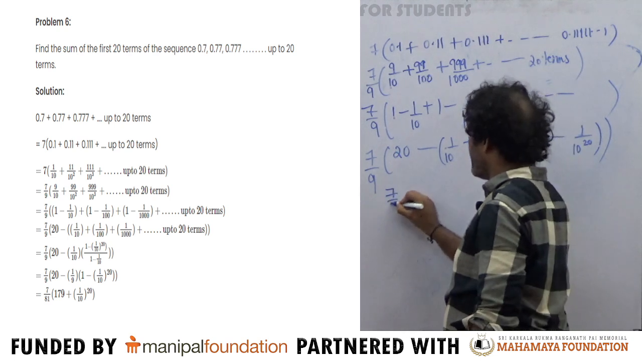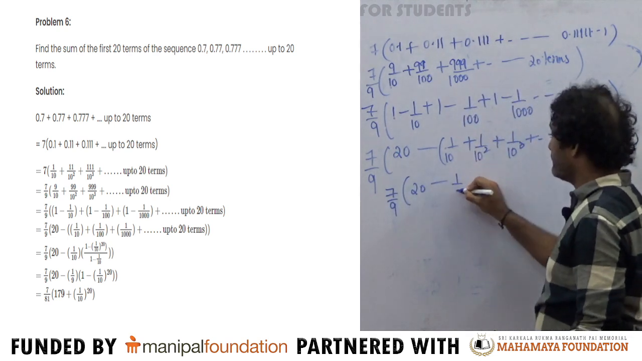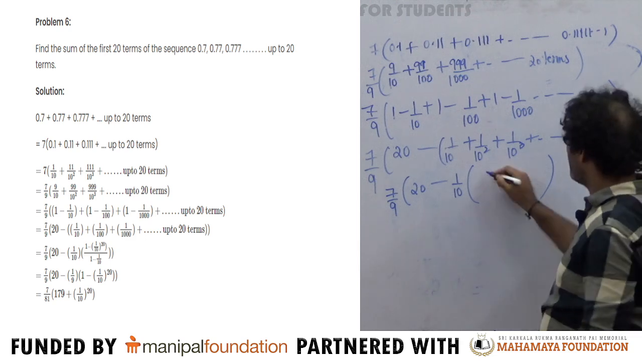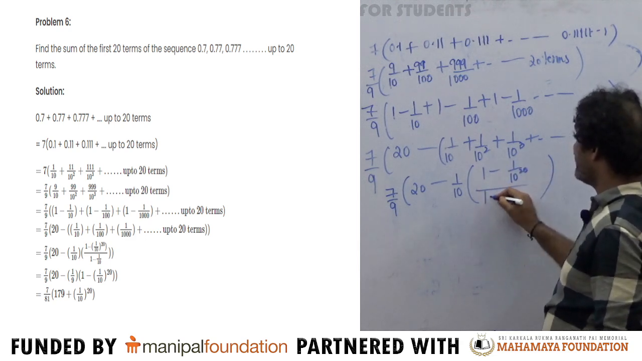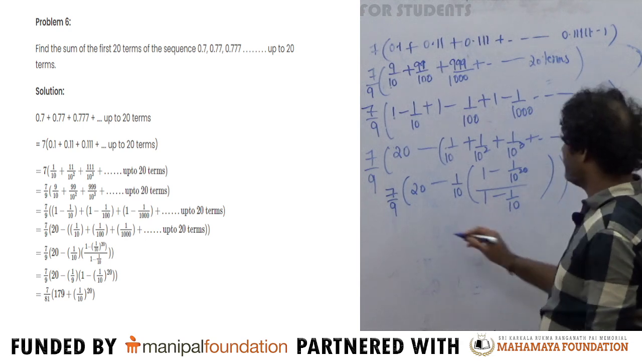So 7 by 9 into 20 minus this is a GP, where the first term is 1 by 10 and R is less than 1. So it will be 1 minus 1 by 10 to the power 20 divided by 1 minus R, 1 by 10. We'll try solving this, okay?